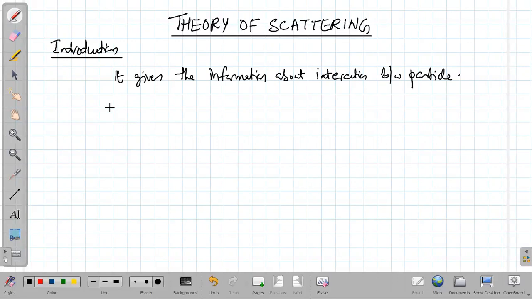Like the Rutherford scattering. In Rutherford scattering, he incident the electron beam onto the target gold foil, and from which he could study the interaction between the electron and nucleus.